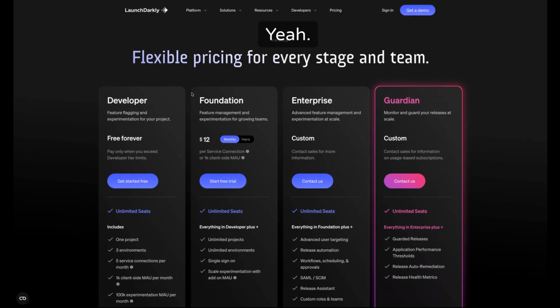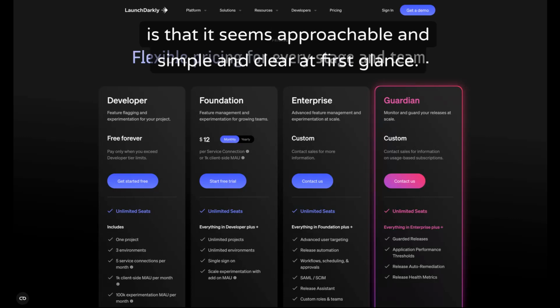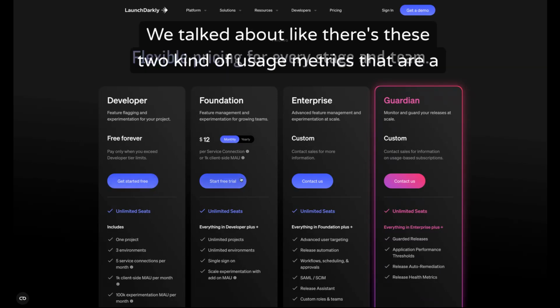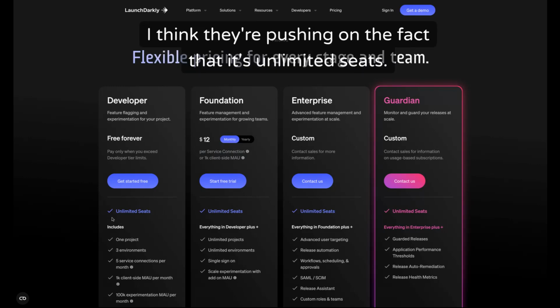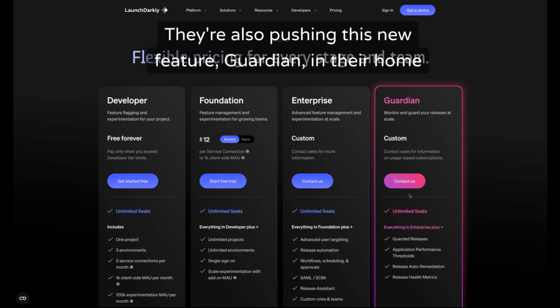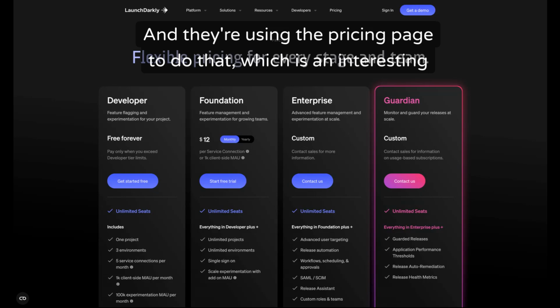Yeah. Like I say on all of these, the most important thing about a pricing page is that it seems approachable and simple and clear at first glance. And I think they do achieve that. We talked about these two usage metrics that are not the simplest ever, but besides that, there's clarity here. I think they're pushing on the fact that it's unlimited seats. They really want you to know that. They're also pushing this new feature, Guardian, on their homepage too. And they're using the pricing page to do that, which is an interesting choice.